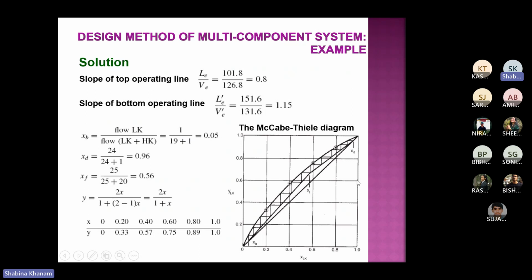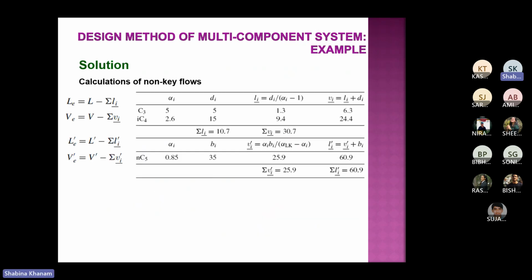And you can follow this McCabe-Thiele method. I'm not going to discuss that. Only how you can consider x D, x F, and x B. x B is for the bottom, and that too we will define based on light and heavy key. From here onward, we consider that separation will be done only within the key components. So x B should be the flow of light key by the flow of light key and heavy key. So that you can consider over here.